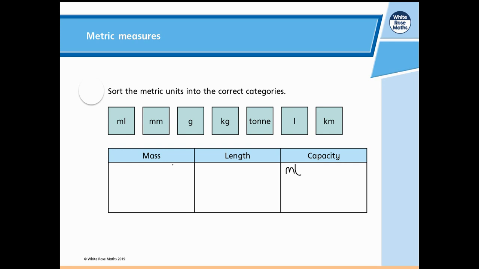Millimetres, this one here, is something we use to, I'm sorry it keeps doing that, I'm not quite sure why. Millimetres. Grams, we use to measure weight or mass. The same for kilograms. And we also have ton, a ton, would go there as well. Then we've got litres, which is capacity, and kilometres, which would be length.